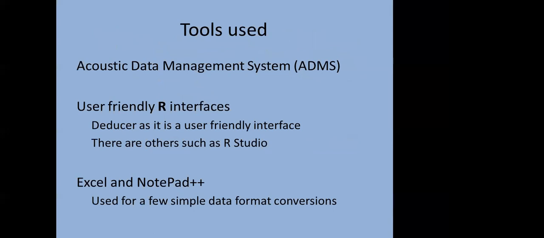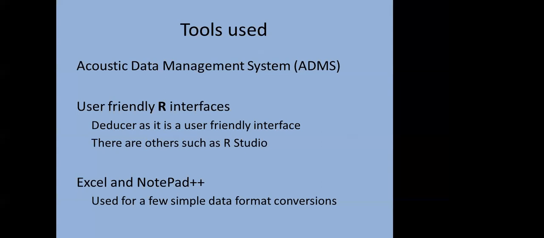User-friendly R interfaces. R can be quite intimidating to a lot of people with all the command line things. Deducer is a real good free user interface if you need to do a lot of statistical things. Very user-friendly, great tutorials. I'm not the sharpest statistician in the box, so it helps me a lot. There are others, such as RStudio, that some people like. That can get a little more complex, but it's also really good.